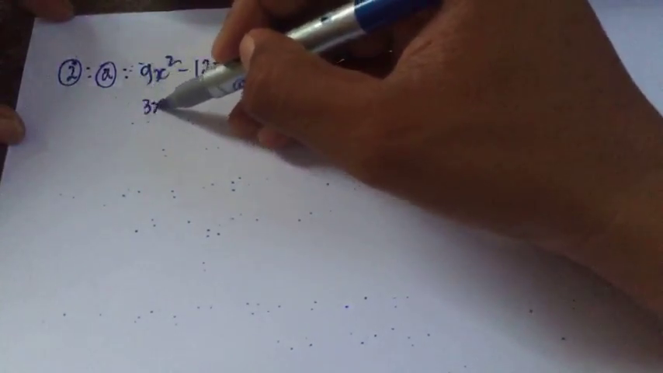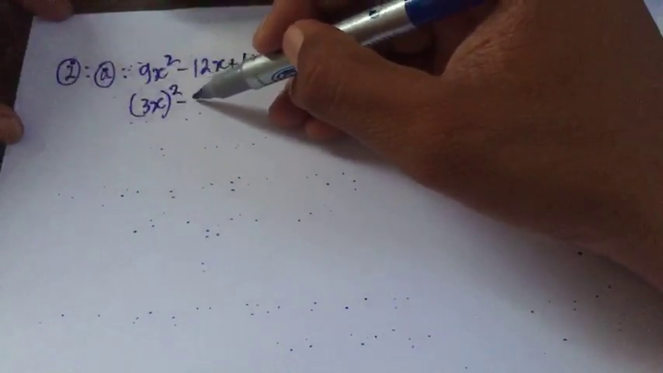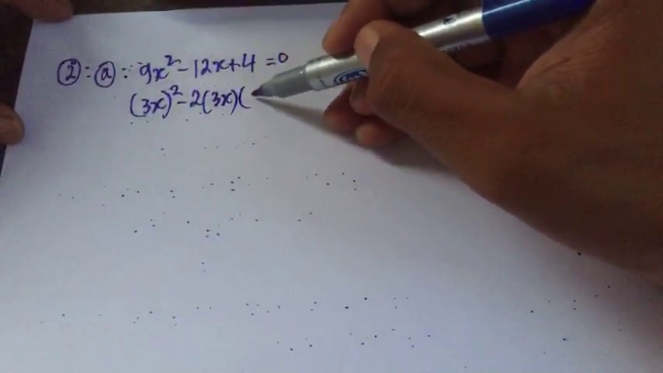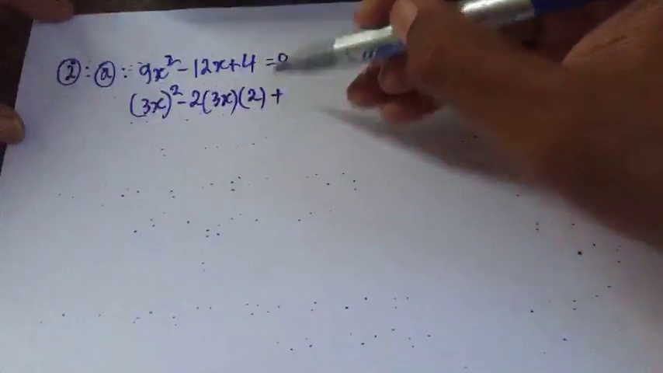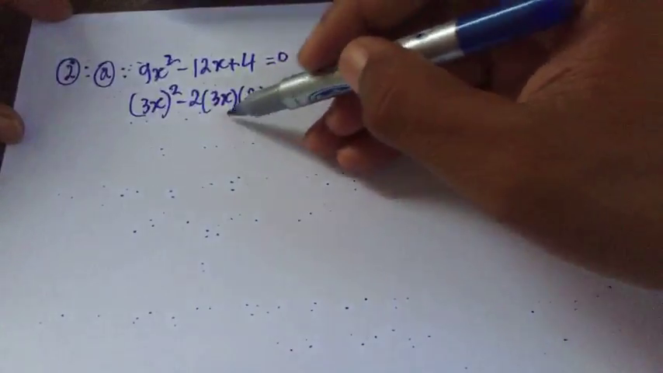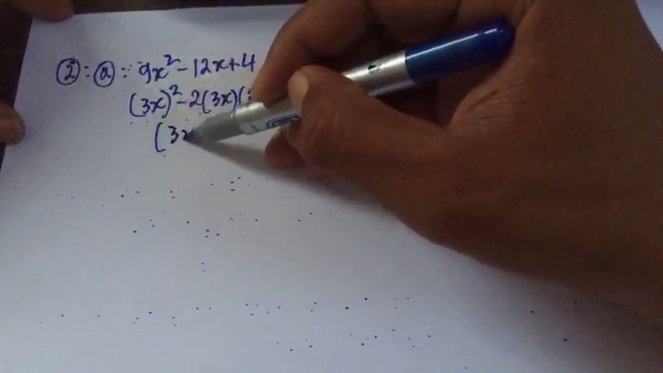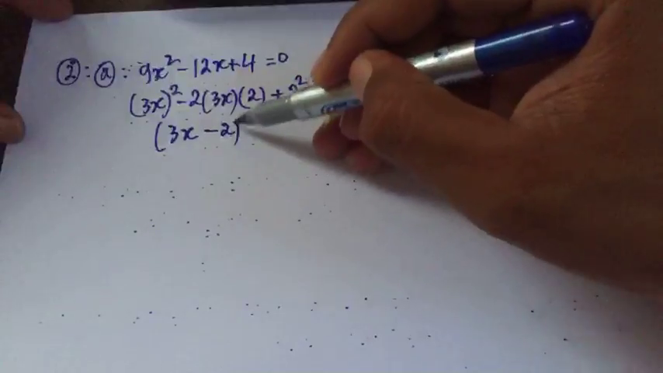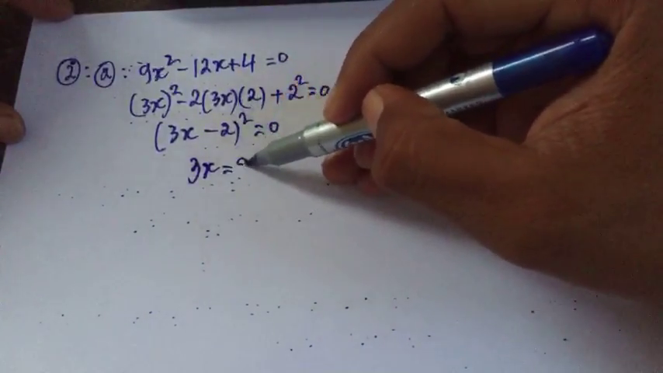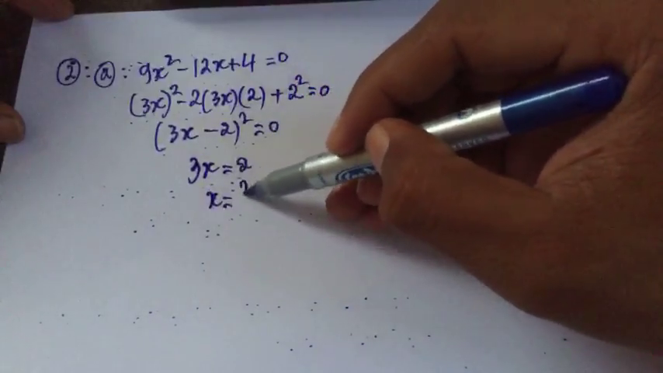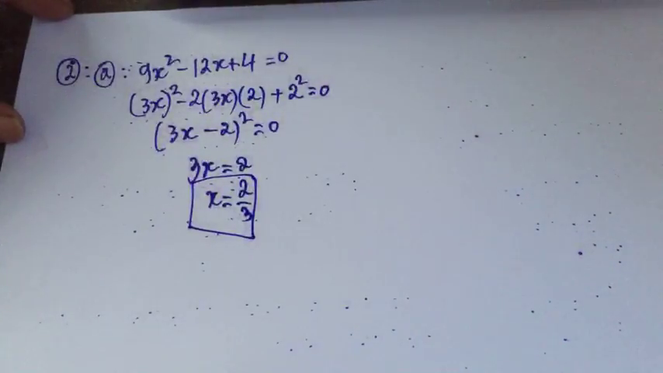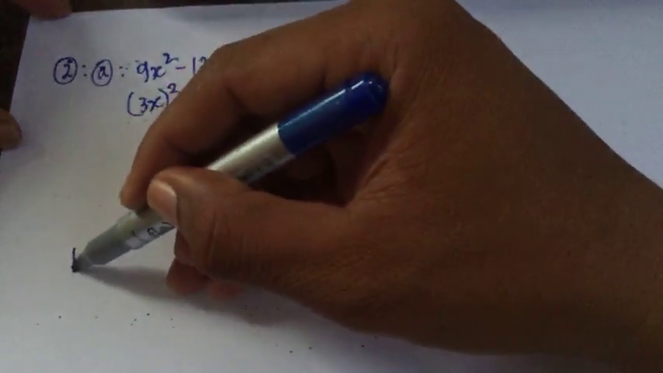You can put 3x squared minus 2 times 3x plus 2 squared equal to 0, and then we can find 3x minus 2 squared equal to 0, or 3x equal to 2, x equal to 2 divided by 3. Okay. B.